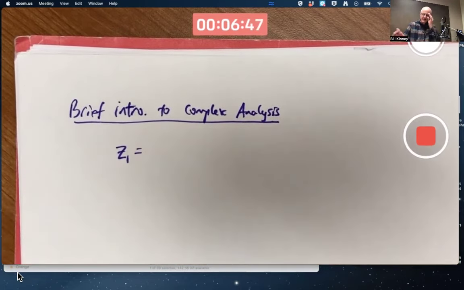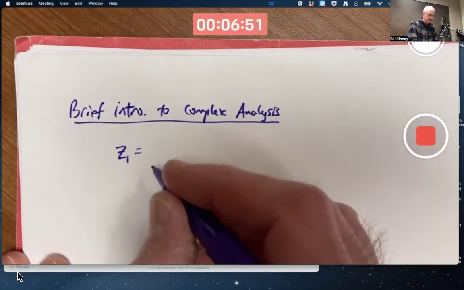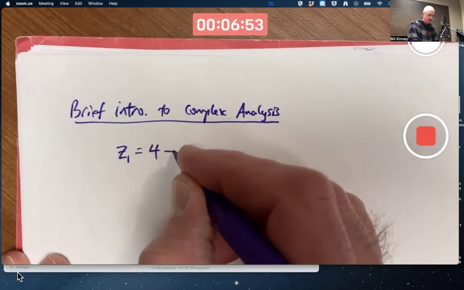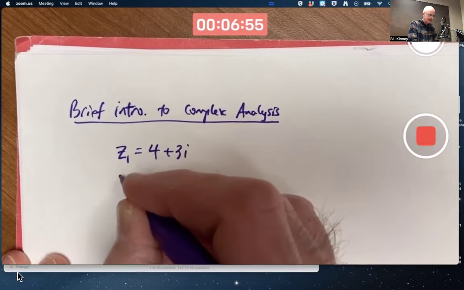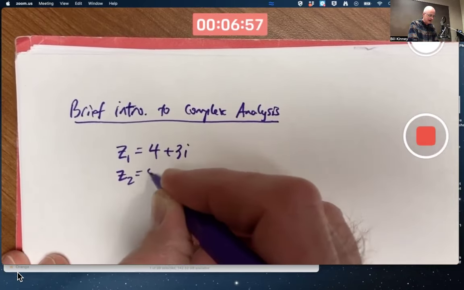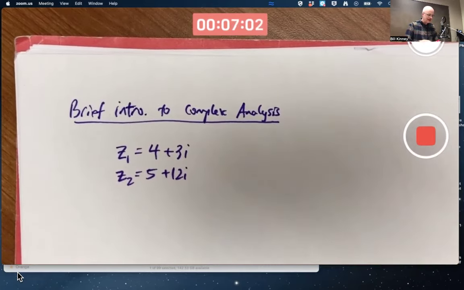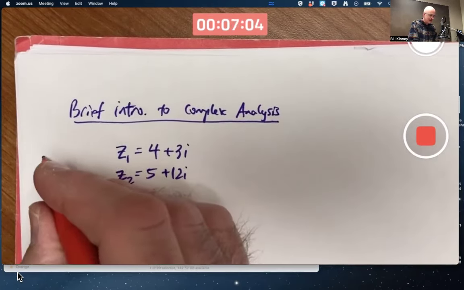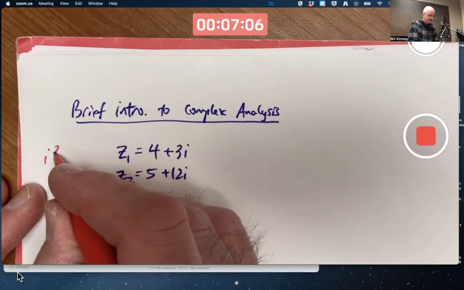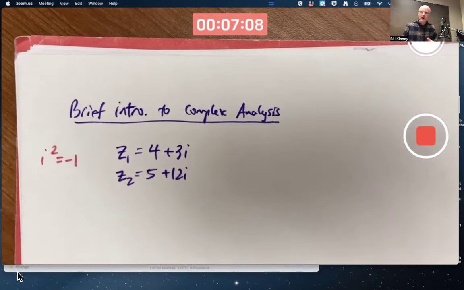The letter Z is a common letter used for complex numbers. I will go with the standard letter here. Z1, say, is 4 plus 3i, and Z2 is 5 plus 12i, where, as always, i is the imaginary unit defined to be the number whose square is -1.